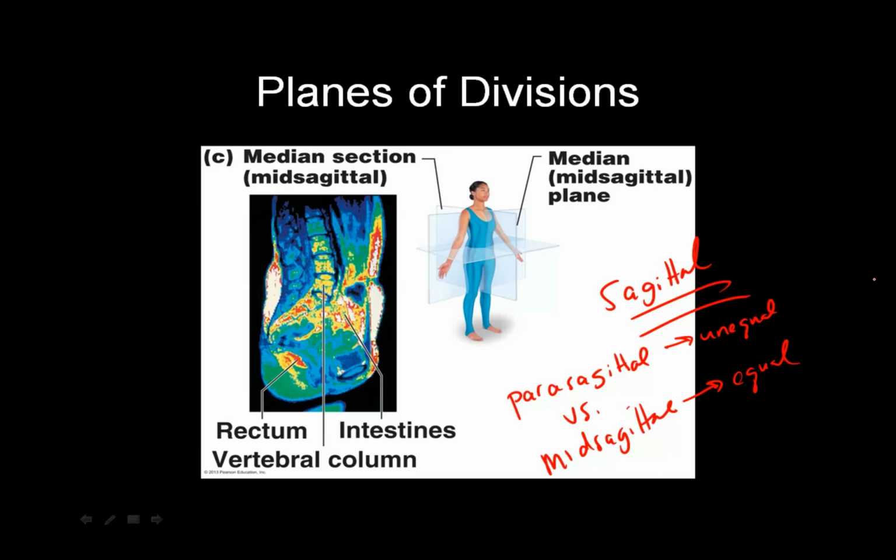And there's only one cut that you can do that's going to give you a perfect mid-sagittal section. That's going to be right down between your eyes, right down the middle of your nose. That would give you a mid-sagittal section. But anything else, it's not going to be an equal section, right? So if you cut your ear off, that's going to be a parasagittal section because it's in that same plane, but it's not going to give you an equal right and left half.